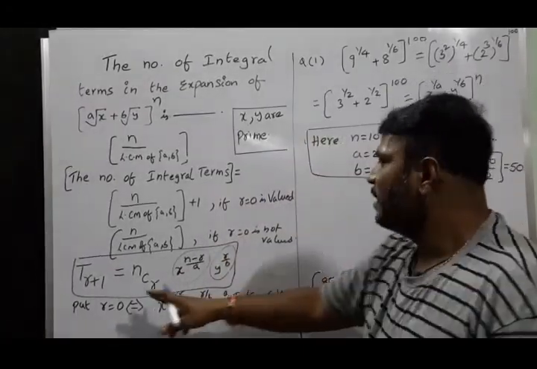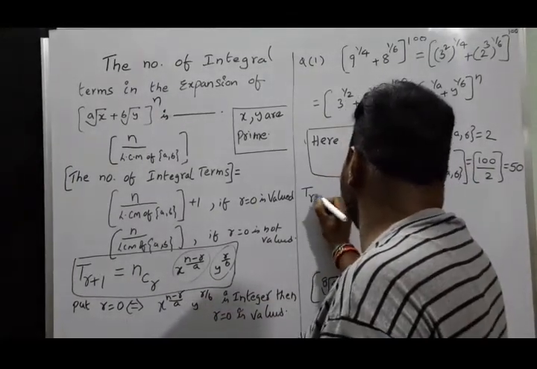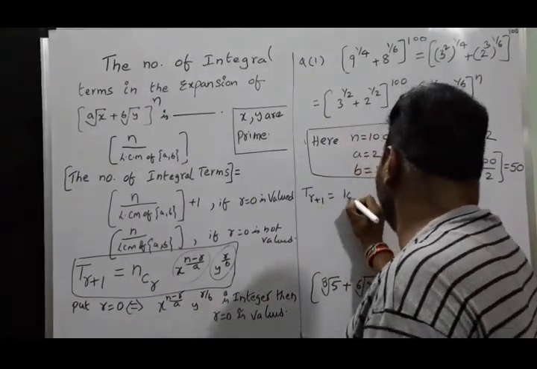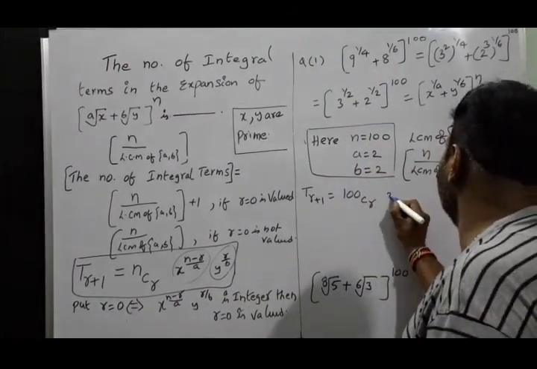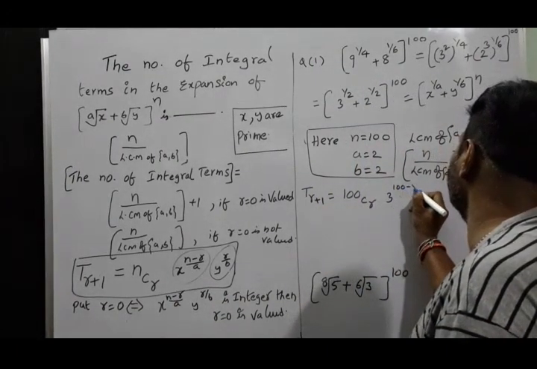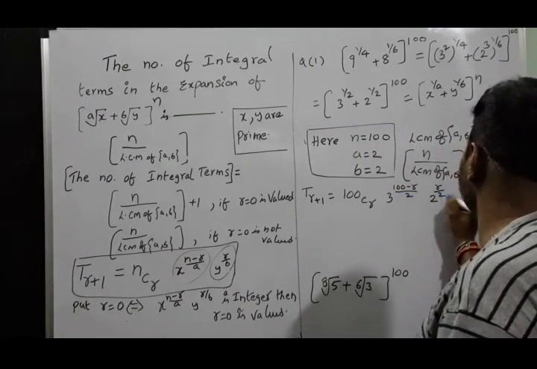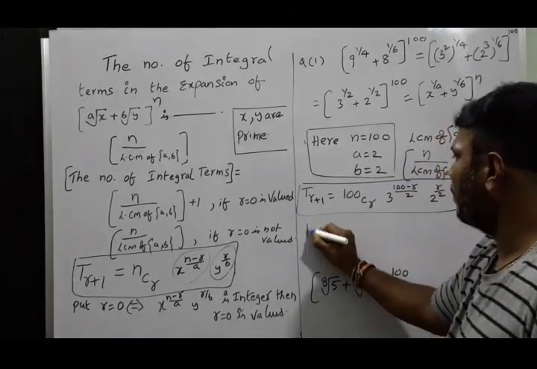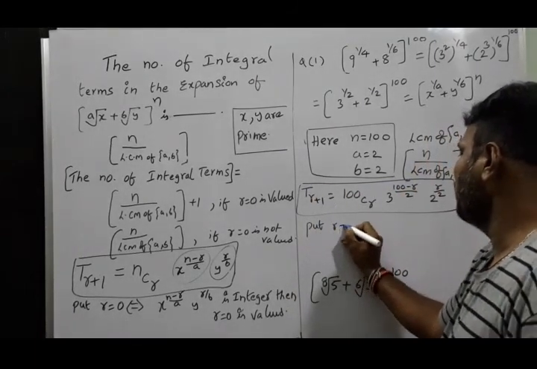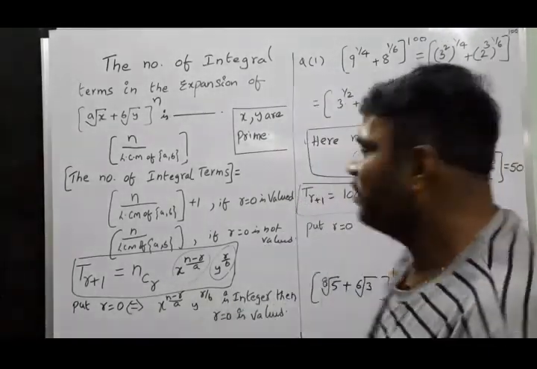That's why you have to take the general term. T(r+1) is equal to 100 C r, 3 power (100 minus r) by 2, 2 power r by 2. This is the general term. In this term, put r is equal to 0.